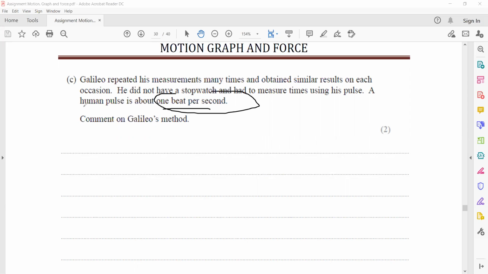And the second thing, he's using a human pulse, so maybe the pulses are not the same. There is a variation in pulse from one day to another. For example, if one day his heart is beating at a higher rate, he gets 10 pulses, so he will consider 10 seconds. Another day, the same 10 pulses take a longer time, but he also thinks that is 10 seconds.